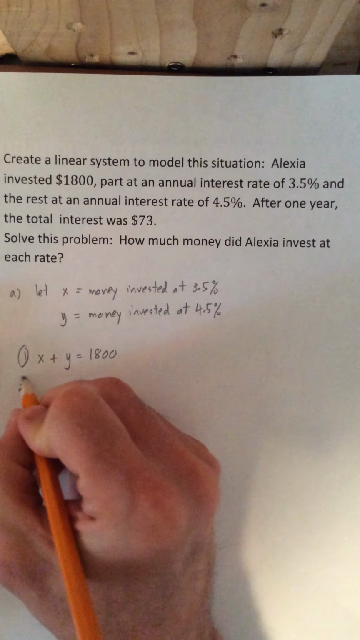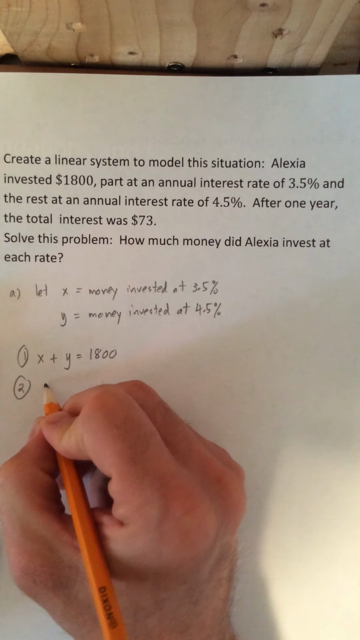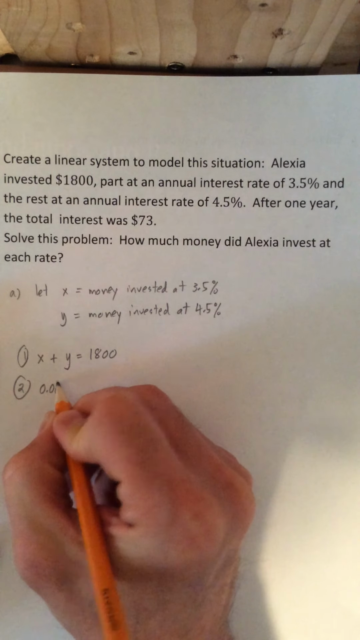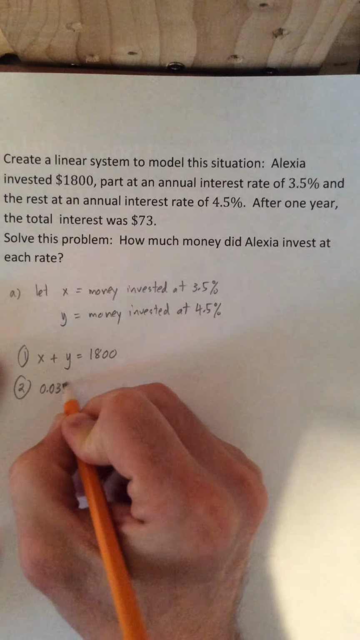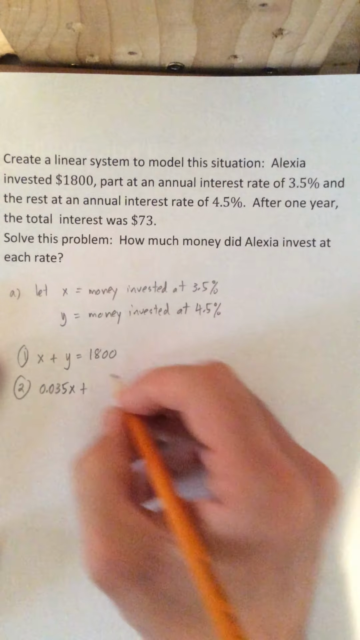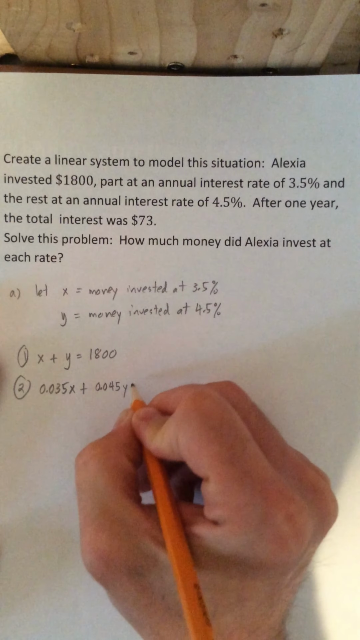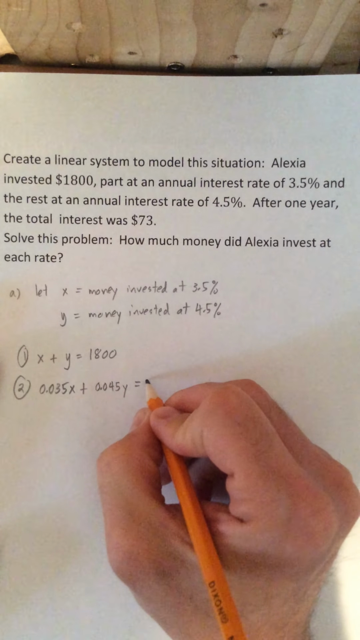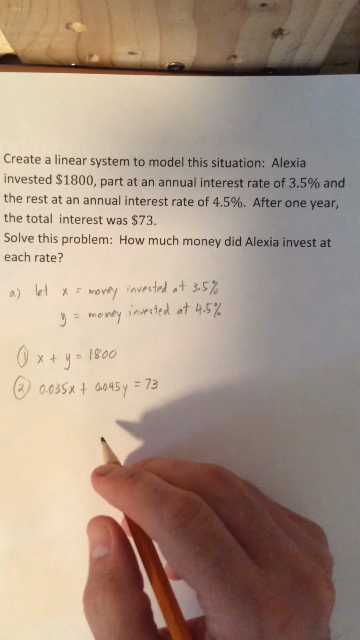My second equation comes from these percentages. So the amount she invests at 3.5% is going to earn 0.035 interest. And the amount she invests in this 4.5% account is going to earn 0.045 interest for every dollar she invests. And that total interest earning in both accounts was $73. So here's our two equations.